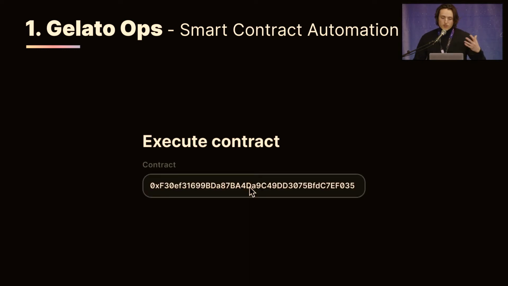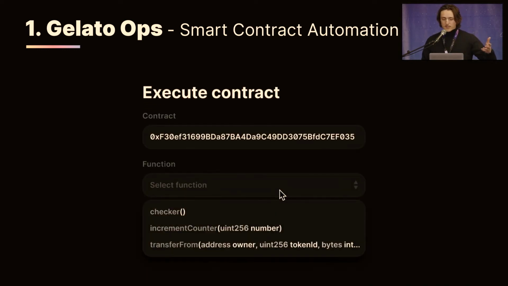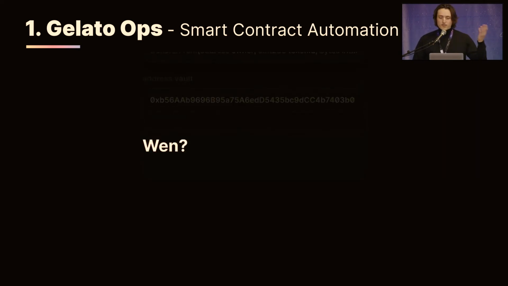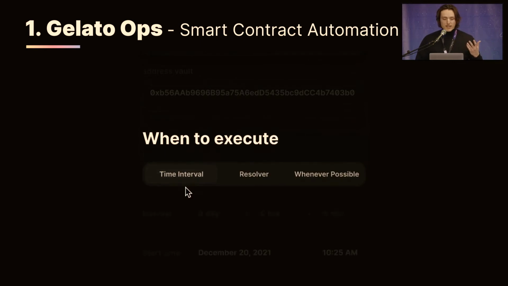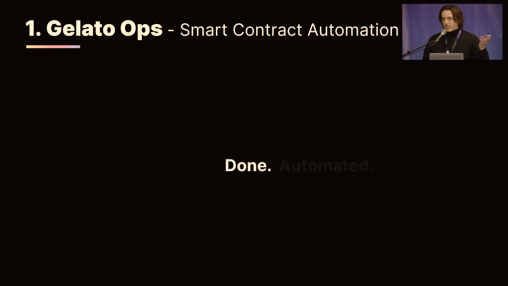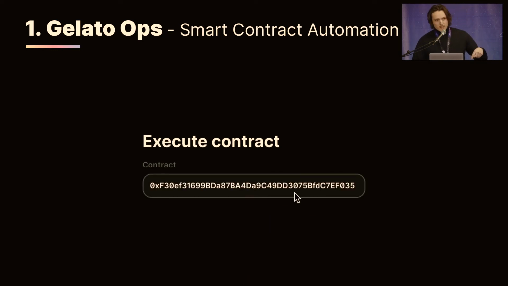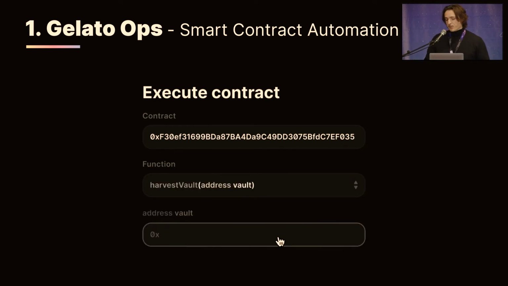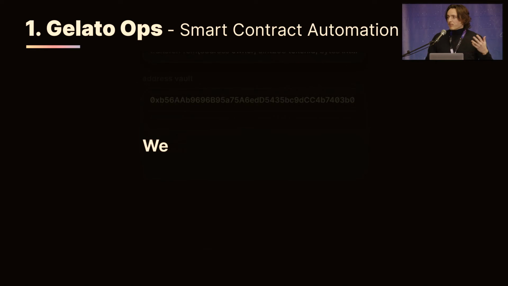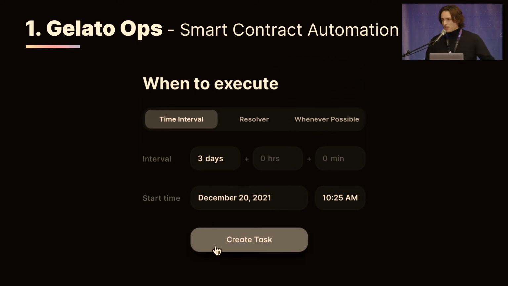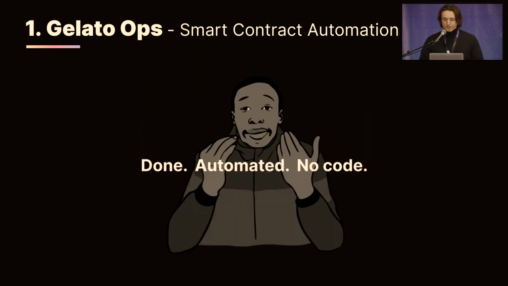Now, Gelato Ops is a very cool interface where you can just go to, you paste in the contract address that you have, you select the function you want to automate, like harvest this vault, you paste in the vault address, and then you define when you want to execute it. You can just say, hey, I want to call this every 3 days, or I want to have a custom resolver logic that defines how you can execute it, right? And then you just click on create task, the task is submitted, the bots will pick it up, and they will just start running it and executing the logic. And you don't even have to talk to us or ask permission or something. Just go there, create the task. You can deposit some ETH or some Matic on Polygon or whatever, and then you're done.